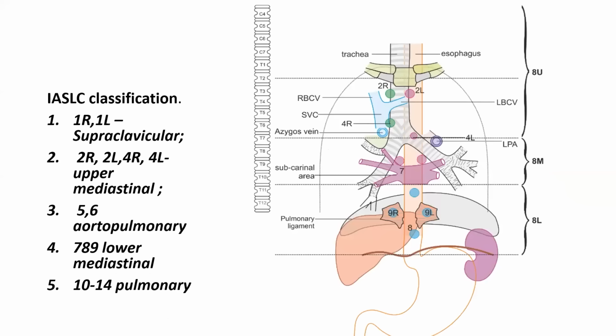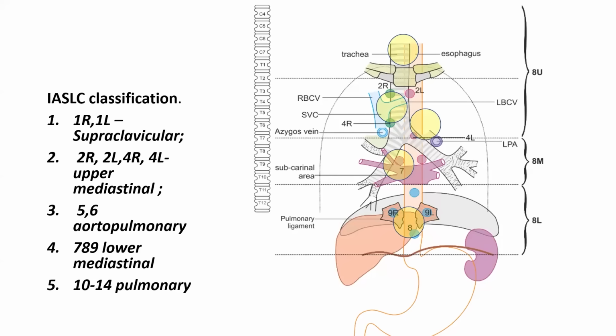However, there is a classification, and though it applies to lung cancer, I am merely mentioning this diagram to show that lymph nodes have been classified by the International Association for the Study of Lung Cancer. Esophageal cancers are also labeled similarly according to the American classification. 1R and 1L are supraclavicular, and then 2R, 2L, 4R, 4L are upper mediastinal, 5 and 6 are in the aortopulmonary window, 7, 8, 9 are lower mediastinal, and 10 to 14 are inside the lung, or they are pulmonary lymph nodes. So this is the distribution of different nodes and different stations.